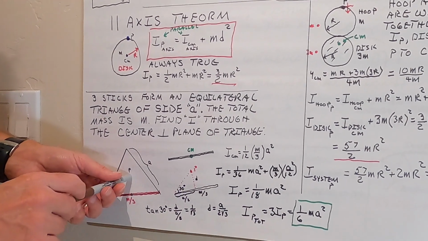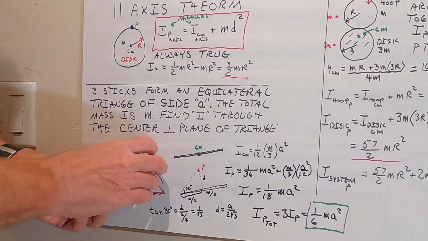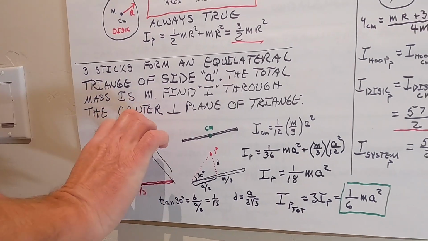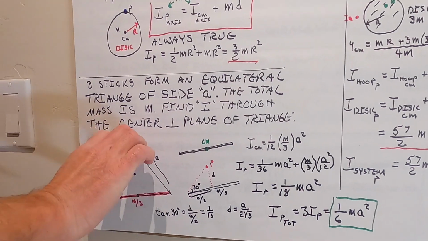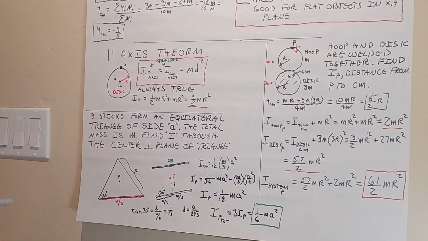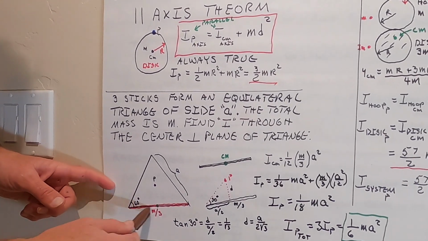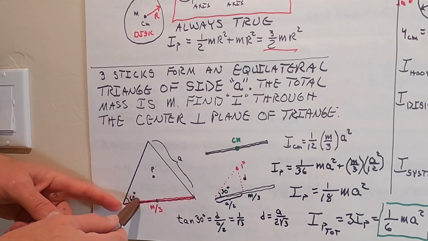Find the I through its geometric center, perpendicular. So we're going to rotate this about this axis right here. Now I think you have one in the homework which is a square. I'm just doing it for a triangle. So what do we do? We look at just one stick. There's the stick right there. I'm just going to look at that first.